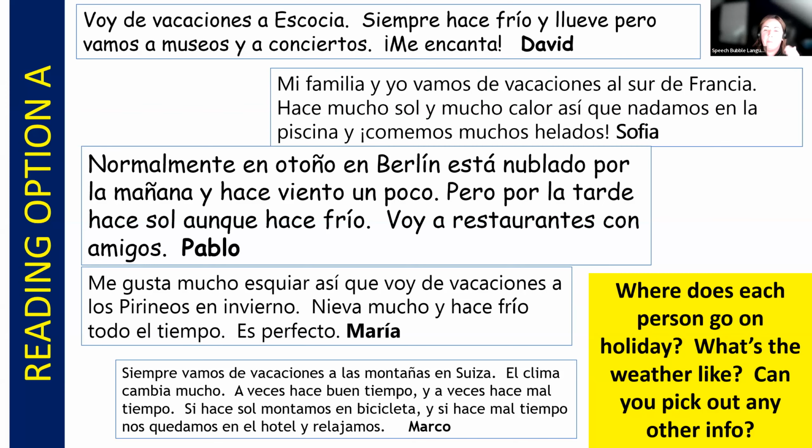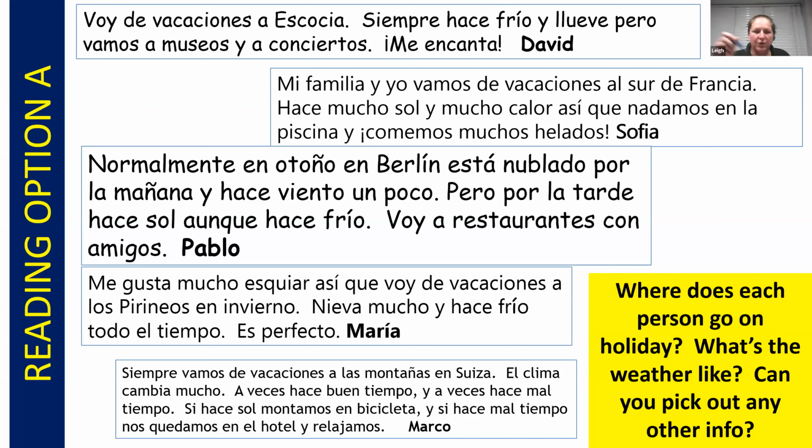Perfecto. Remember, when you get one verb, you start to recognize how the endings are, which is why we were talking earlier about voy, vas, van, vamos. When you start to learn all the endings of the verb, the first part of it stays the same. So the verb is quedar, and here we've got quedamos. That means we stay at the hotel and we relajamos. We relax. Perfect. Super. Excellent.